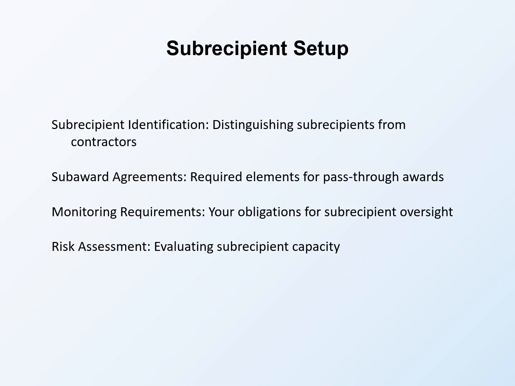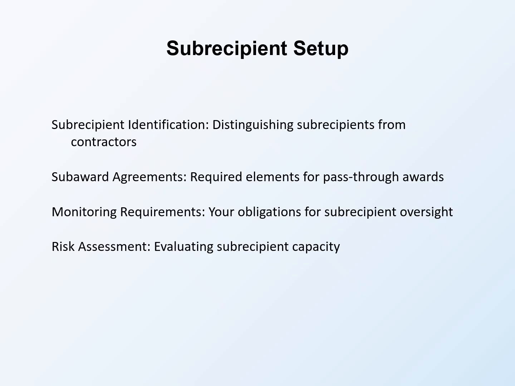Subrecipient identification distinguishes subrecipients from contractors. Subrecipients carry out part of your grant substantive program. Contractors provide goods or services for your own use. The distinction matters because different rules apply. Incorrectly classifying a relationship can lead to compliance problems.